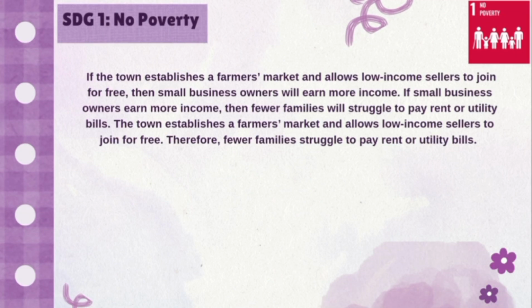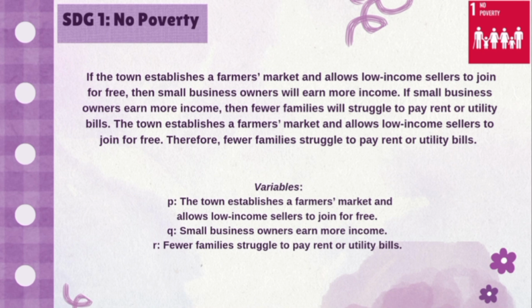We have the argument: if the town establishes a farmer's market and allows low-income sellers to join for free, then small business owners will earn more income. If small business owners earn more income, then fewer families will struggle to pay rent or utility bills. The town establishes a farmer's market and allows low-income sellers to join for free, therefore, fewer families struggle to pay rent or utility bills. We have our variables P, Q, and R that represent the propositions.